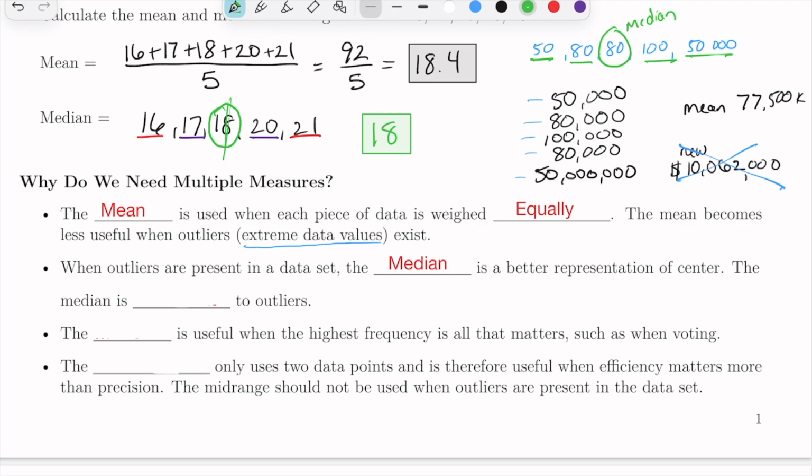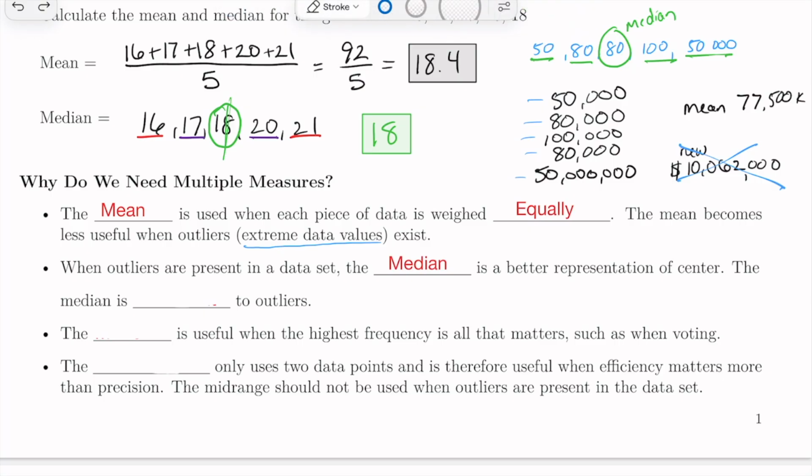So 80,000 is a typical salary of the people in this neighborhood. And you'll notice that you would probably say, yeah, that's pretty representative of everyone except for that person. The person making 50 million doesn't really abide by that, but 80,000 is a pretty good representation of all the people in this neighborhood. That's why a median is pretty useful in a situation like that.